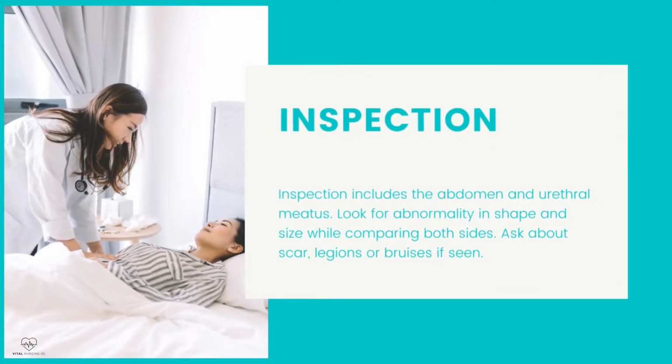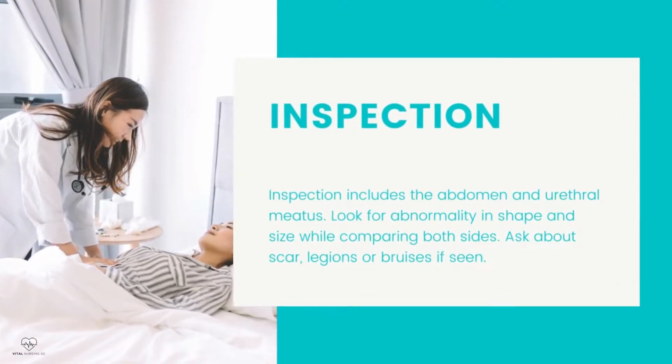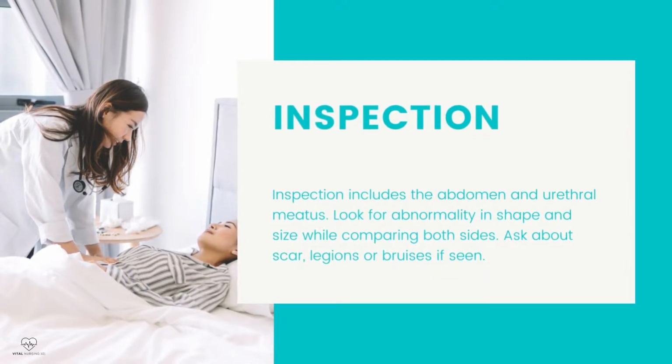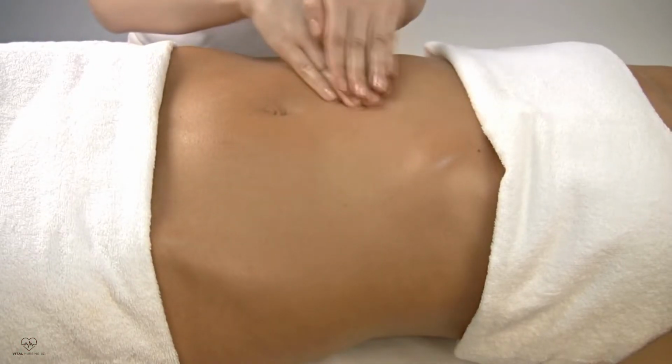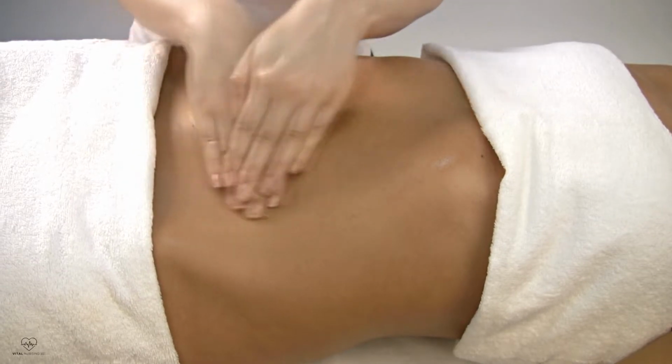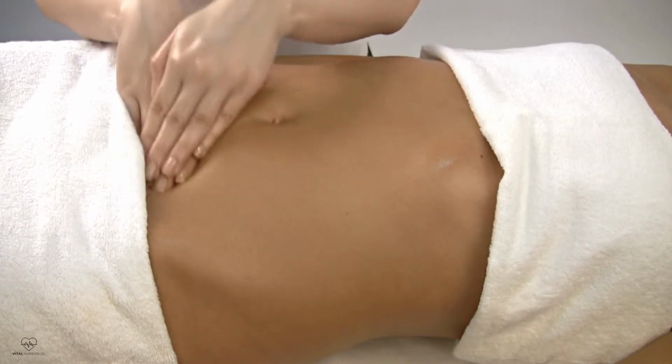Inspection. When focusing on the renal system, inspection includes the abdomen and urethral meatus. While inspecting the abdomen, you look for abnormalities, which include enlargement or fullness while comparing both sides. A normal abdomen is symmetrical. Ask about scars, lesions, or bruises if they are seen.